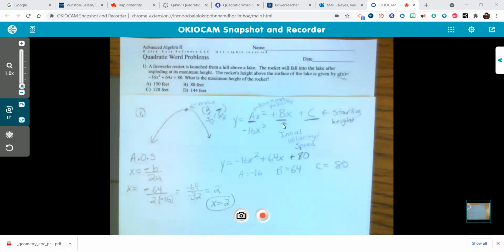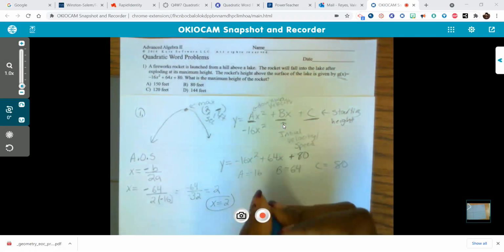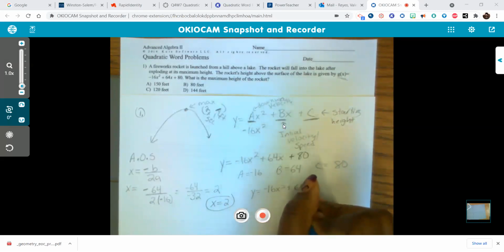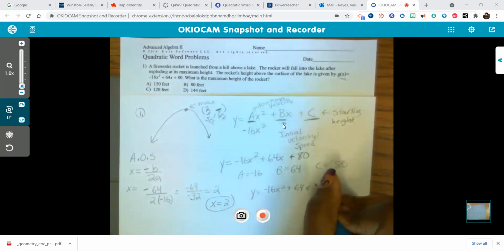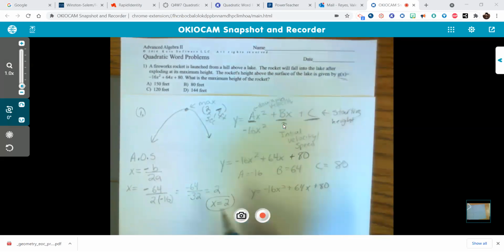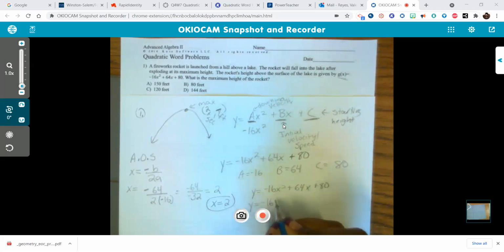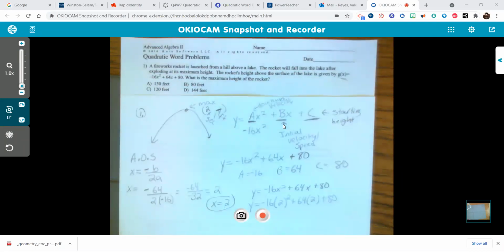So what you have to do is substitute 2 into the equation to figure out what y is. Y is equal to negative 16x squared plus 64x plus 80. I'm going to plug in 2. So this is y is equal to negative 16 times 2 squared plus 64 times 2 plus 80.